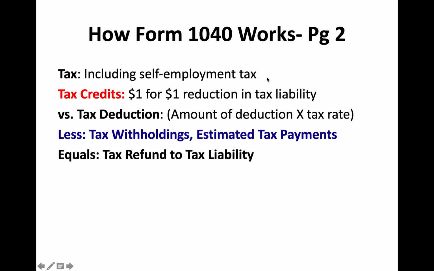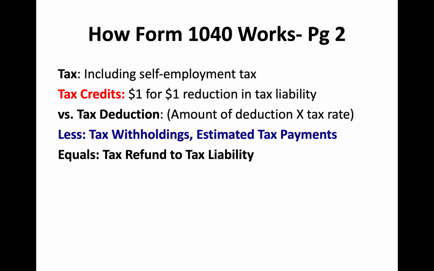Page 2, this is where we calculate the tax on that income, including self-employment tax that we'll see in a minute. And I want to make a distinction between tax credits, which are in this section of Form 1040, and a tax deduction. A tax credit I describe as like a gift certificate from the IRS, because a $1 tax credit reduces your liability by $1.